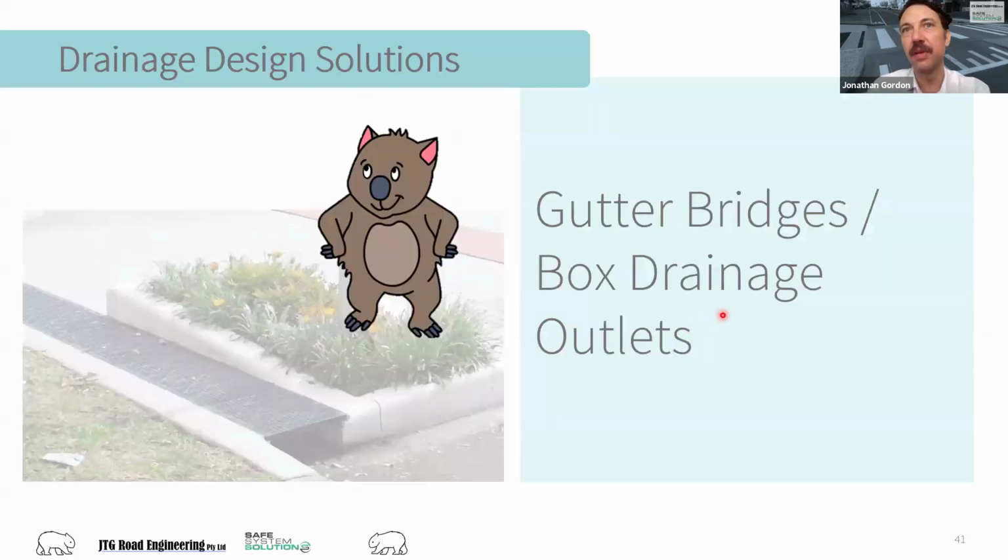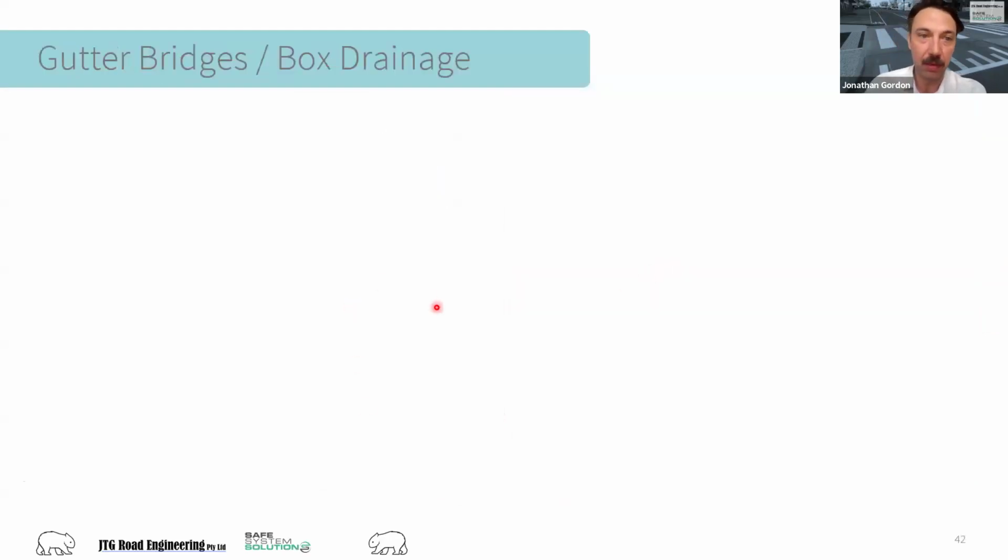Okay, let's move on to one of certainly Victoria's favourite treatments for drainage at a raised safety platform. That's our gutter bridges and our box drainage. And by box drainage, I mean graded pits or even box culverts themselves. Graded pits, graded channels, and box culverts potentially. These are very, very popular at the moment, and they've got some issues. They've also got some great things that they can achieve for our project.